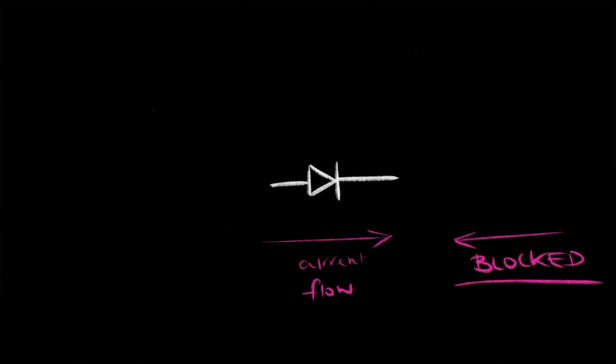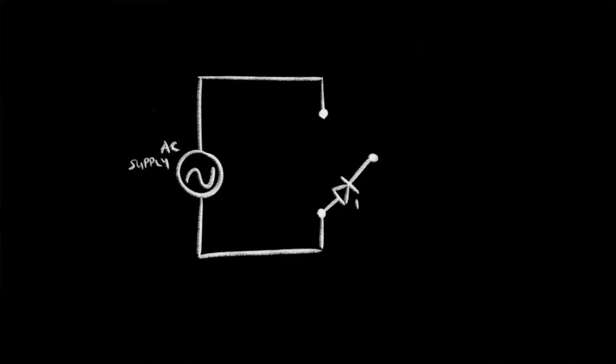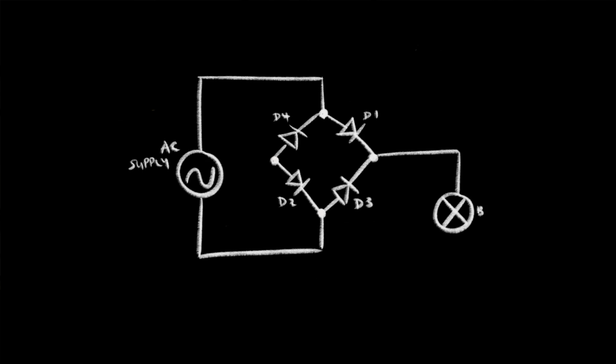One of the most common uses of diodes is in bridge rectifiers. Bridge rectifiers are simple circuits which make use of 4 diodes to convert alternating current into direct current. Think of it this way. An alternating current is like waves in the sea.